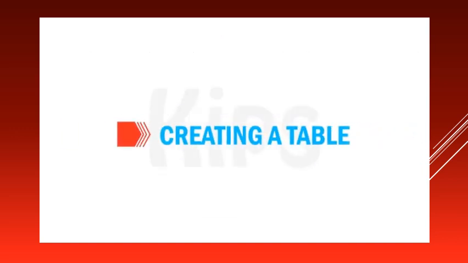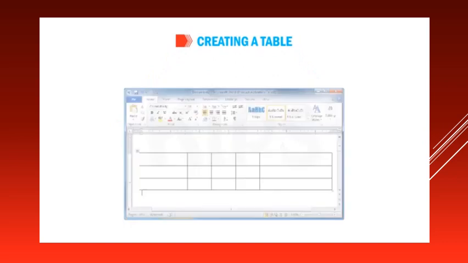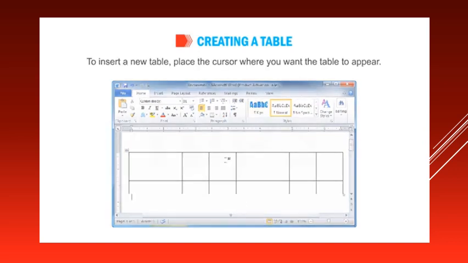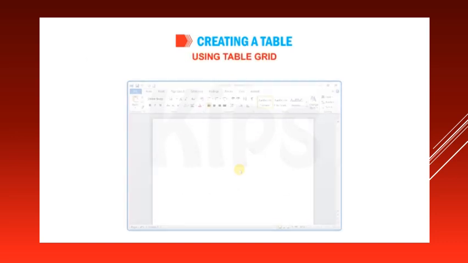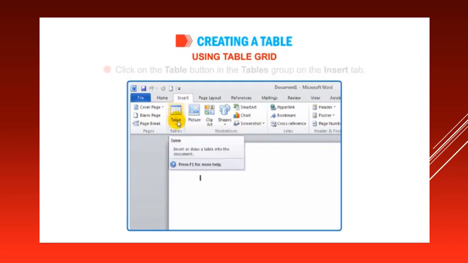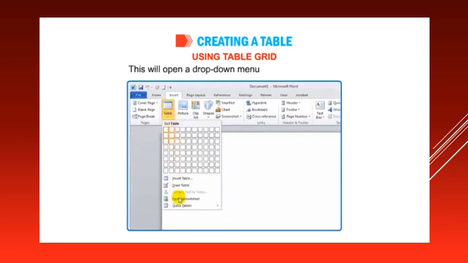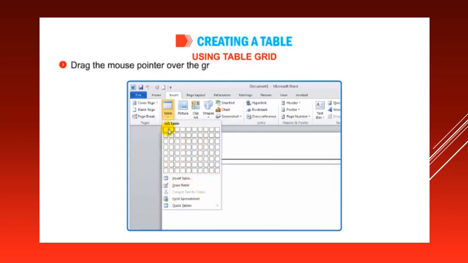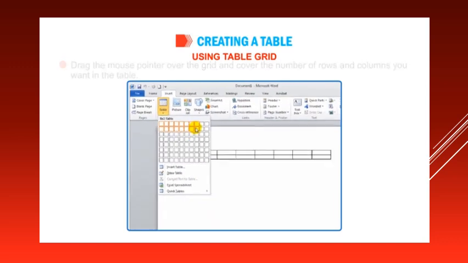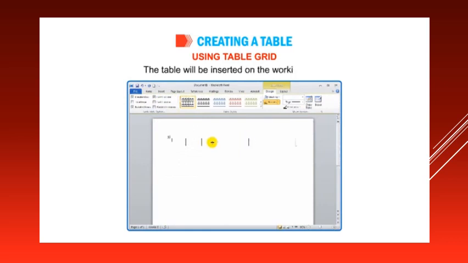Now let us understand how to create a table. Word provides a variety of ways to create a table. To insert a new table, place the cursor where you want the table to appear. Using Table Grid, click on the Table button in the Tables group on the Insert tab. This will open a drop-down menu that contains a grid. Drag the mouse pointer over the grid and cover the number of rows and columns you want in the table. The table will be inserted in the working area.